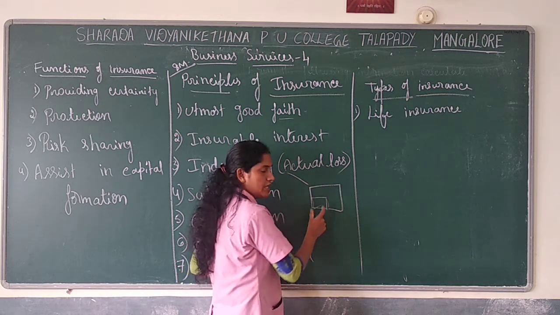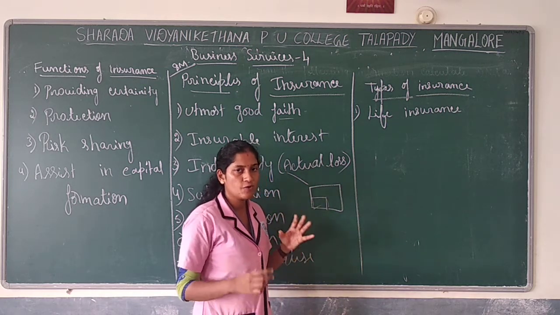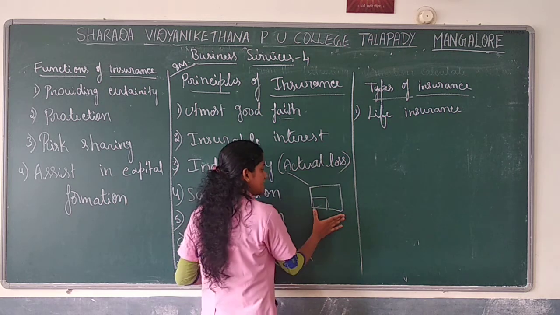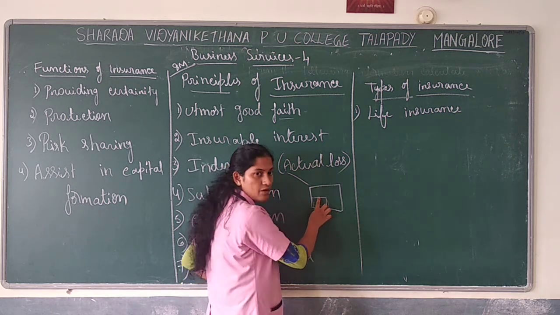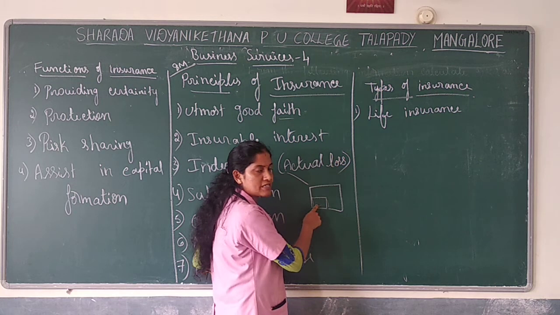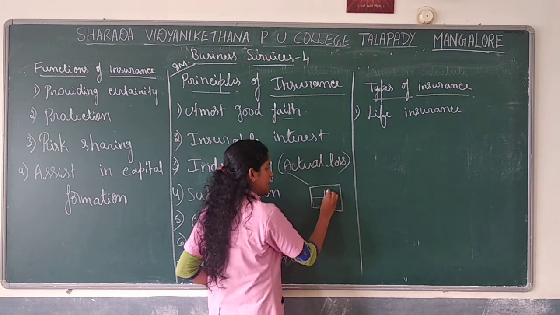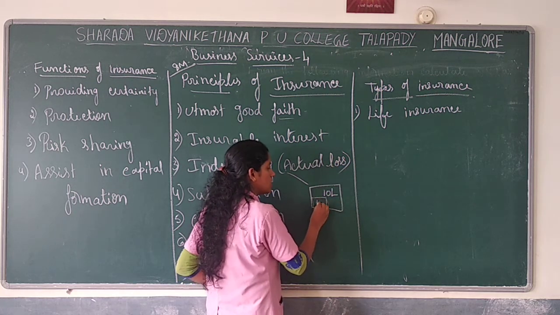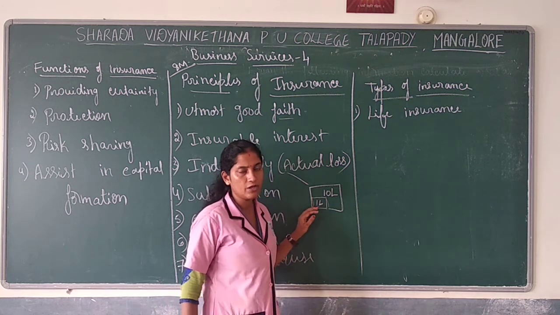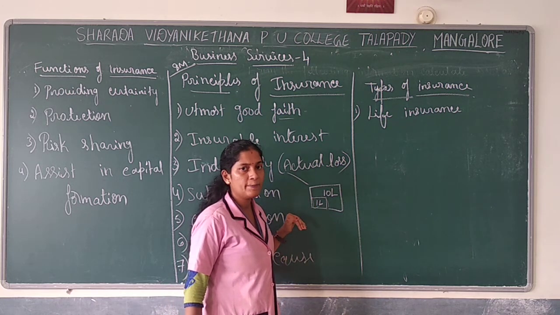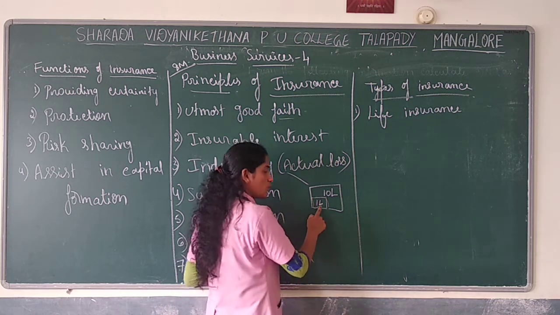It covers, see, if any problem arises for the building. See, this building is there, and only this much got damaged. Now what will happen? This whole building costs 10 lakh, but the loss is just 1 lakh. Okay, 1 lakh loss. So now what happens? The insurance company can give just 1 lakh.